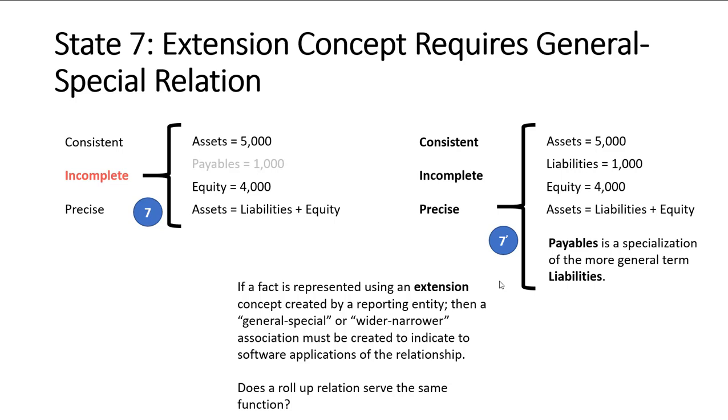Because I have the rule, and the computer can derive the value of liabilities from the value of payables. Okay, so that's what a wider, narrower relationship is, or a general special. They're basically the same thing, or very, very similar. And sometimes you can use roll-up relations to serve the same function. Other times you can't. But I'm not going to go into that right now.